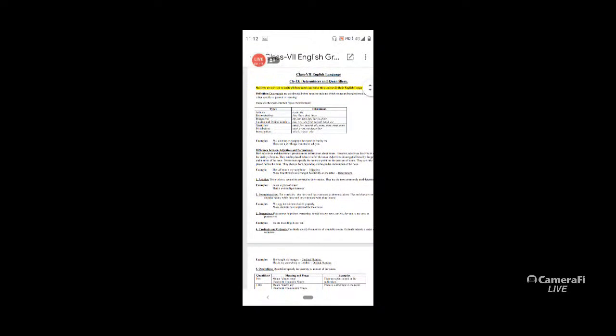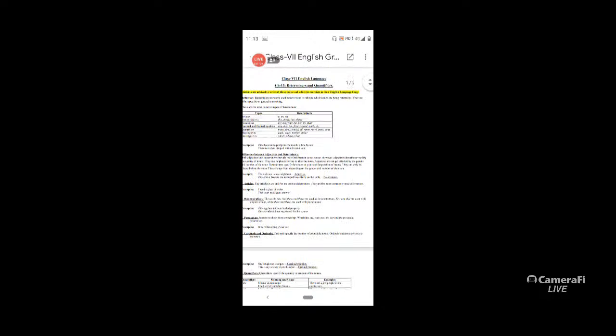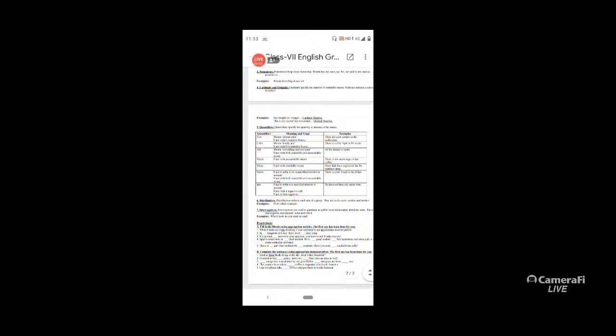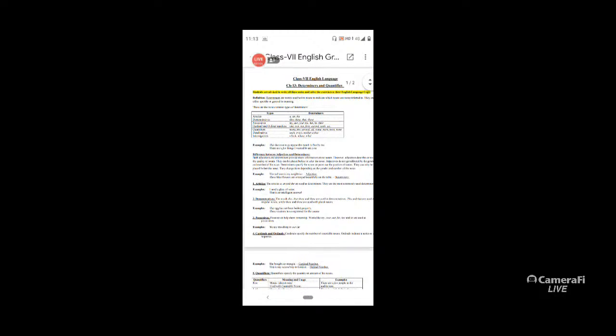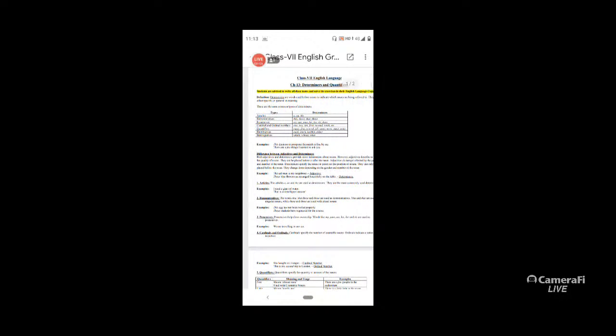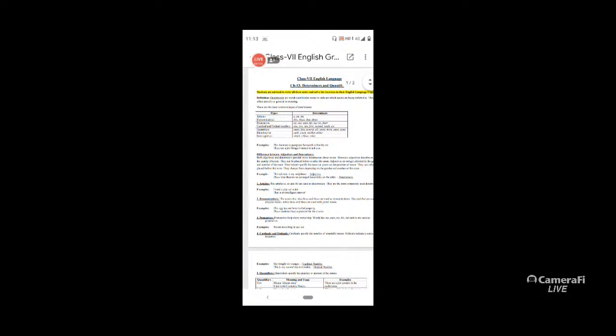These were about the determiners and quantifiers that your class 7 book permits you to learn. More definitions could be given, but for your class 7 exams, this much is enough. If you prepare this, I believe determiners and quantifiers will not be a problem, especially if you read the charts, read the definitions, understand the examples, and write the examples on your own. Then it will be easier for you to understand.